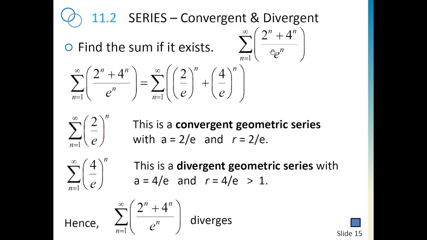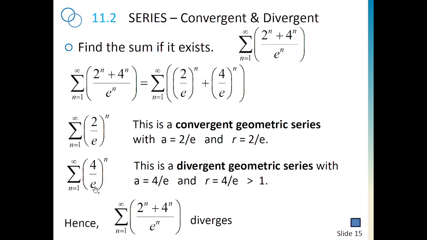Finally, another example. Here things look a little bit complicated, but we can split this into two pieces. For the general term, we see that we have 2 over e to the power n and 4 over e to the power n. Now 2 over e to the power n, if we write out a couple of terms, we will realize that we have a geometric series. The first term is 2 over e, and then the ratio turns out to be also 2 over e. Now e is 2.7 something, so 2 over e is smaller than 1. So we have a convergent geometric series in this case.